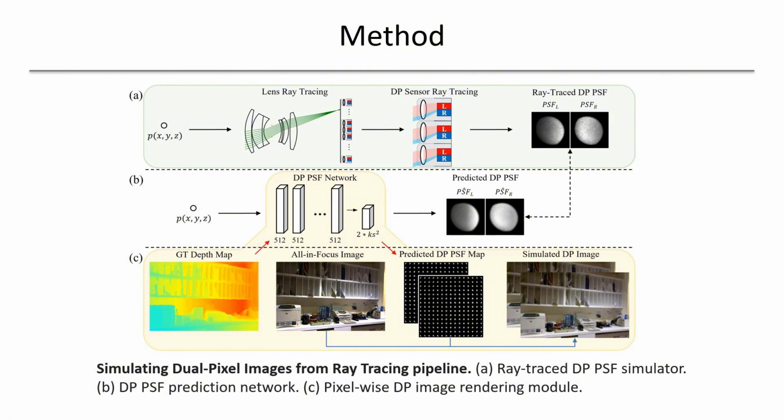Our pipeline for simulating dual pixel images from ray tracing includes three key parts: a ray-traced DPPSF simulator, a DPPSF prediction network, and a pixel-wise DP image rendering module. The process involves ray tracing on both the lens and the DP sensor to compute spatially varying DPPSFs, which are then used to render simulated DP images.